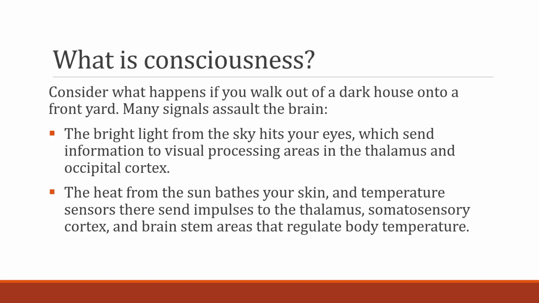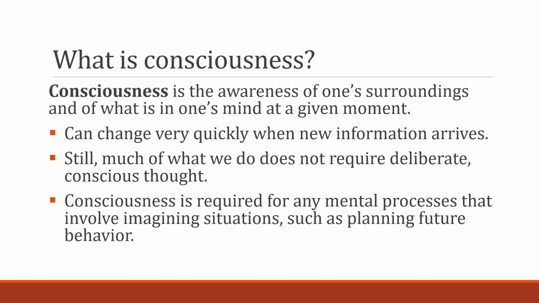So, in other words, our coherent experience of what's happening in the here and now comes from the different inputs of the environment, and our brain plays a huge role in how we make sense of and turn this raw data from the environment into one coherent experience. So consciousness is the awareness of one's surroundings and of what is in one's mind at a given moment. And consciousness can change very quickly when information arrives.